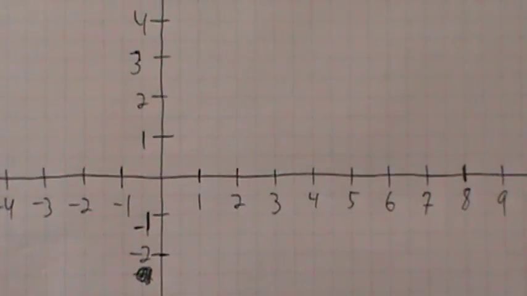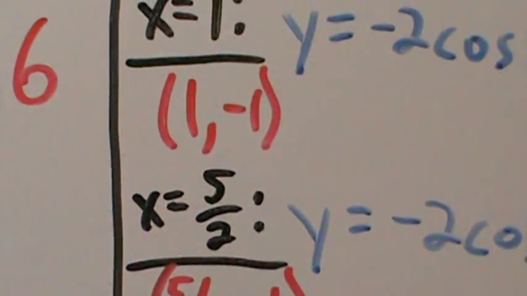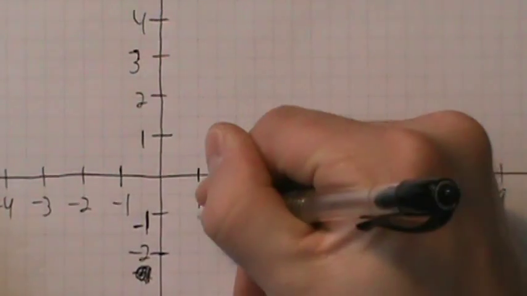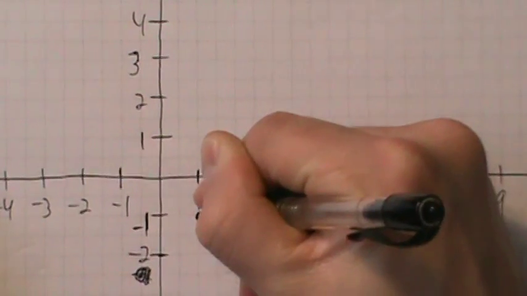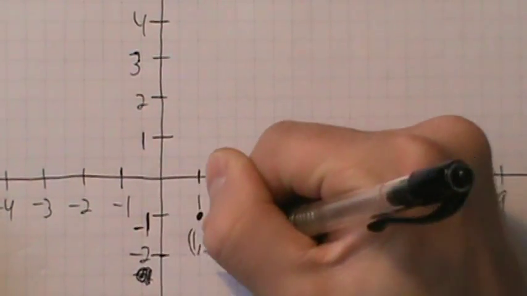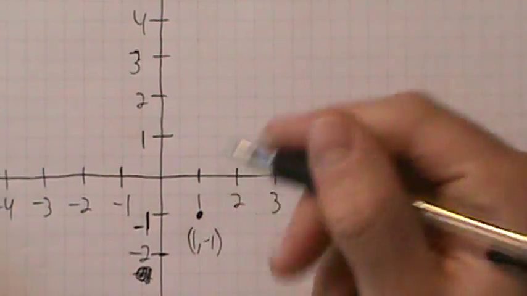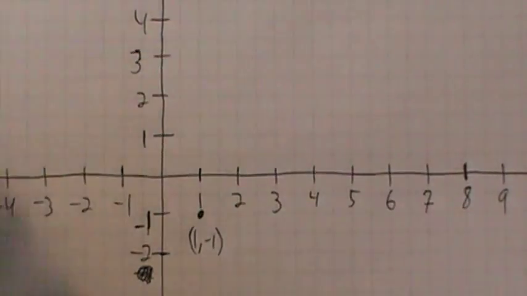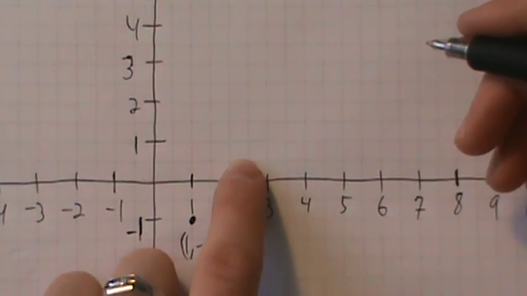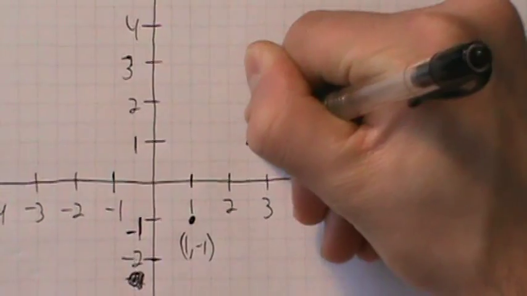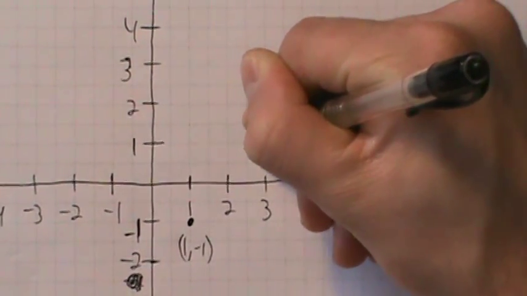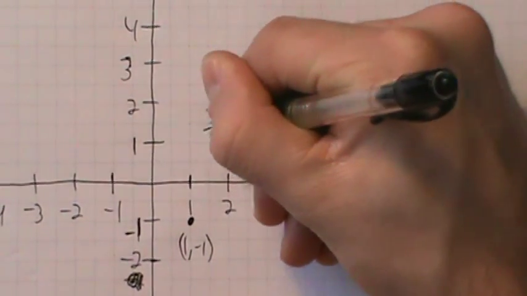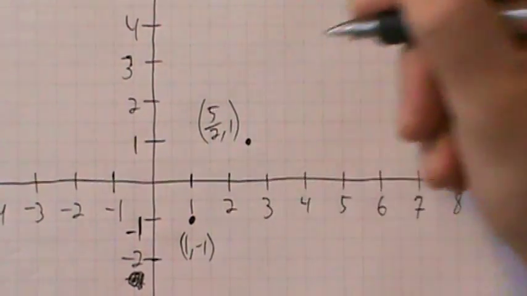Now let's plot some points. Okay, so 1, -1. Let's plot that point. 1, -1. So that's going to be this point right about here. Okay. What's next? 5/2, 1. So that's 2.5, 1. So that's going to be here, 2.5, 1, right about here. Okay, so we see that's why I set up the scale the way I did, because now 2.5, 1 is easier to graph. Okay, so that's going to be 5/2, 1.